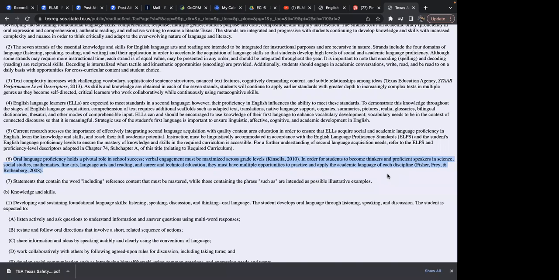So talk, especially in the science of teaching reading, especially in English language arts. But it's important for every single one of them, to be honest with you. Math, science, social studies, you need to be having the students utilize that language that you're teaching them in the science class, in social studies, in fine arts class.